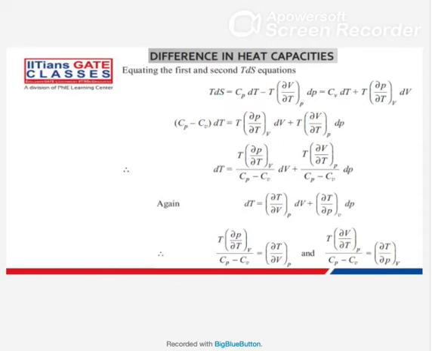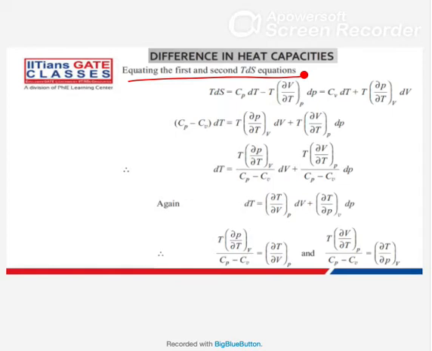Now what we can do is just equate these two TDS equations. I'm just giving you a derivation so that you'll have a feel. Two things we have already concluded with the two TDS equations: enthalpy or internal energy is a function of temperature only for an ideal gas. Otherwise, for a real gas, we have already seen the condition. Now one more conclusion we can draw from here.